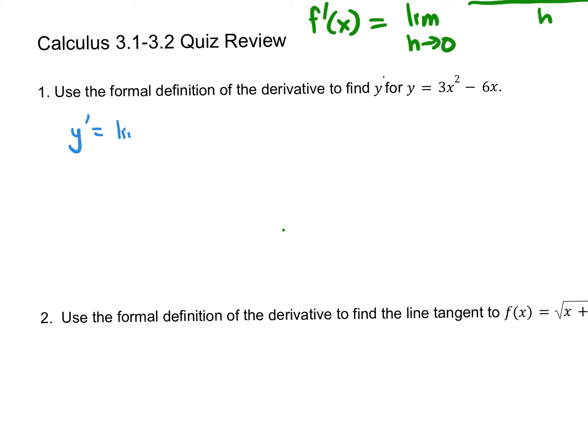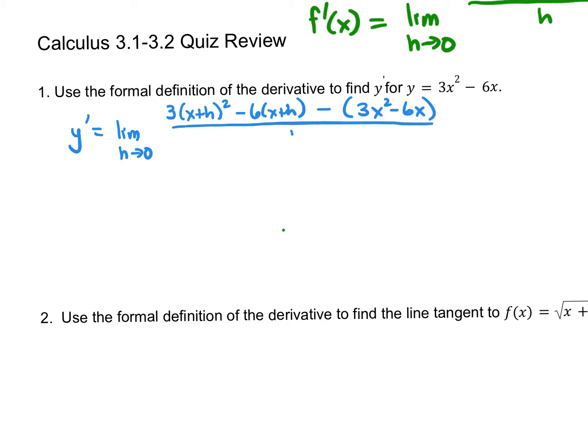So y prime is going to equal the limit as h goes to 0 of 3 times (x plus h) squared minus 6(x plus h). So there's my first part. That's my function at x plus h. Minus the function, so minus the entire function in its totality, all over h. So hopefully lots of things cancel, and it will.